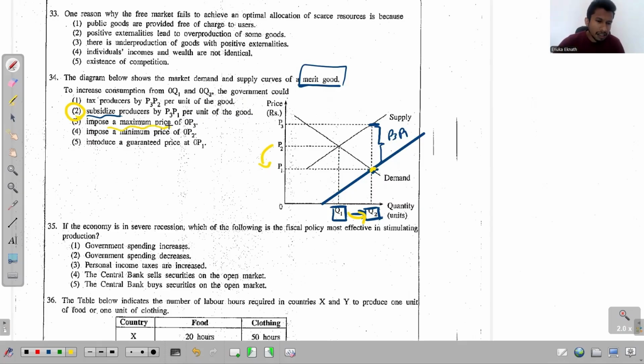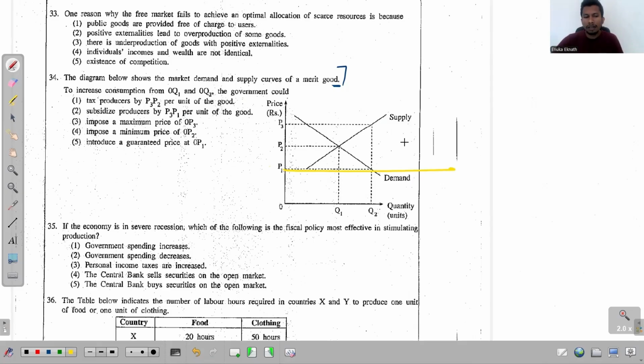Imposing a maximum price, and then imposing a minimum price, let's discuss the shape if needed. When they say imposing a maximum price, the maximum price will be somewhat lower than the equilibrium price. Just to discuss this third one, right? Imposing a maximum price. If this is what they try to do, impose a maximum price of OP3.